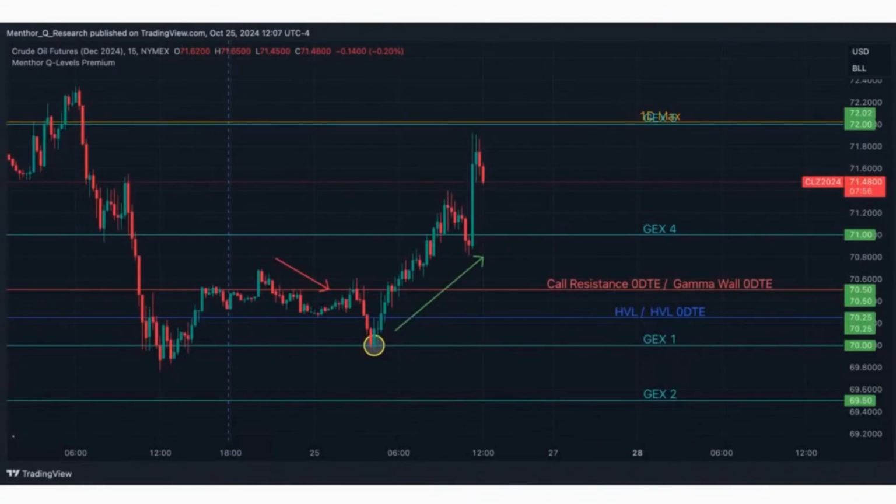And if we go back here, this was a chart on the crude oil future from this morning. We were in a downtrend phase. As you can see in the arrow, the price touches the GEX 1, breaks, stops there, and you see a stronger reaction to the upside. So from a downtrend area, we then move to a strong uptrend.